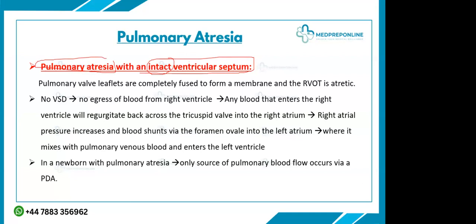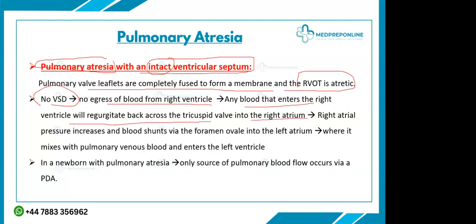Then what is going to happen? Pulmonary valve leaflets are completely fused to form a membrane, and the right ventricular outflow tract is atretic. It means there is no blood flow from the right ventricle to the pulmonary artery. And obviously there is no VSD, as we talked about. So there will be no egress of blood from the right ventricle. Any blood that enters the right ventricle will regurgitate back across the tricuspid valve into the right atrium.